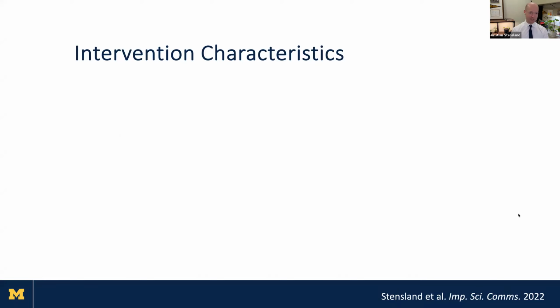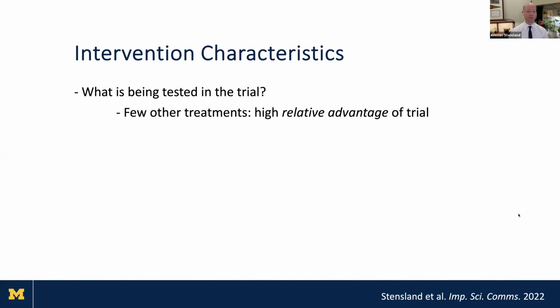For intervention characteristics, there are a lot of things that can influence how well enrollment to a clinical trial might go. And so a consideration of what is being tested in the trial itself is really important. So for example, if there are few other treatments, then there's going to be a high relative advantage of that trial. So this is basically saying for certain cases like certain advanced metastatic cancers, if there are no other options except a clinical trial, then there's going to be a high pressure to enroll on a clinical trial because you can't get any treatment outside of the trial because it may not exist.